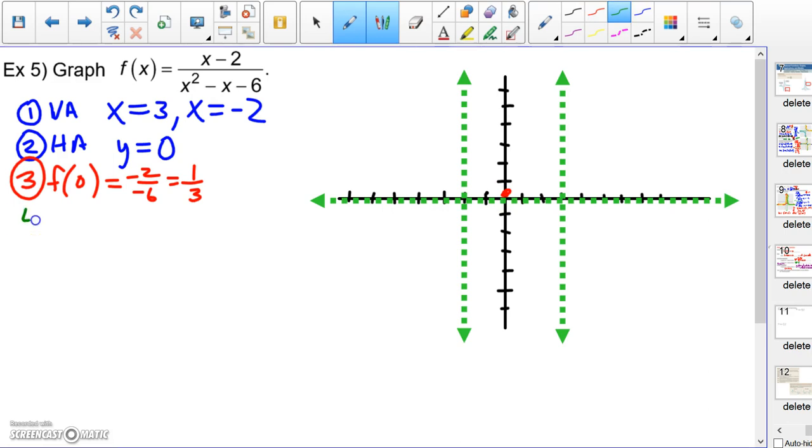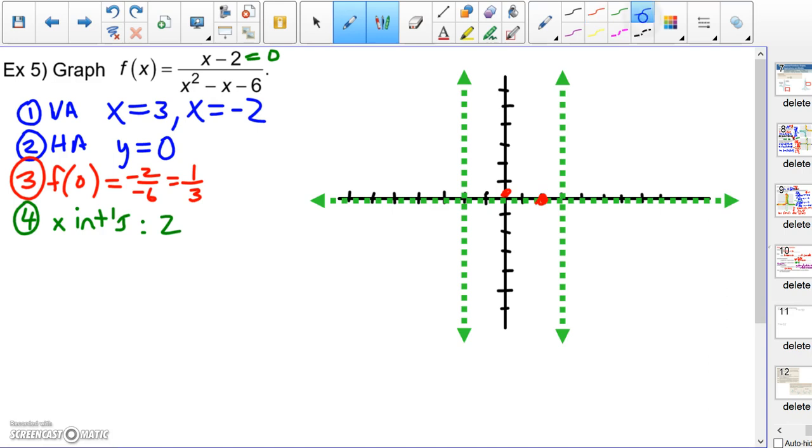Step 4, find the x-intercepts. The x-intercepts are going to be where the top equals 0. The numerator equals 0 at x equals 2. And so at x equals 2, there's going to be an x-intercept right there. Now notice that this graph is going to cross that horizontal asymptote. That's okay. It can cross a horizontal asymptote, it just will never cross a vertical asymptote.